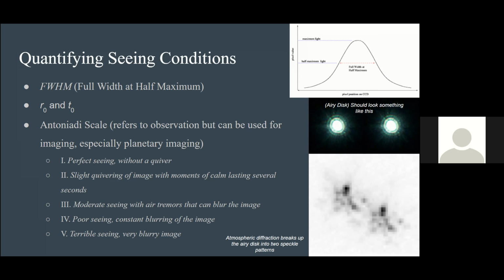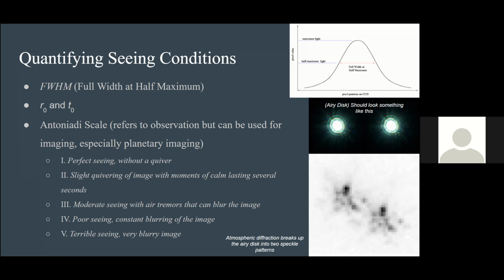So it's still very visible. I'd say the best we could possibly get to in Wisconsin, because it's humid here during the summertime, is probably a two. But in the deserts, of course, you probably can get to one. And then the three is moderate seeing with air tremors that can blur the image. That's probably more like what we would see in Wisconsin on average.